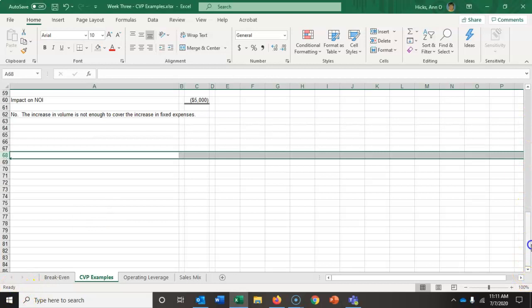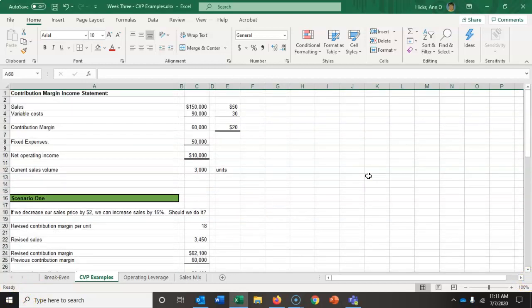On this worksheet, now that we've gone through the basics of break-even point, contribution margin per unit, etc., I want to walk through some examples of cost, volume, profit analysis. Think about the term cost, volume, profit analysis. In essence, what this allows us to do is look at different scenarios from a what-if perspective.